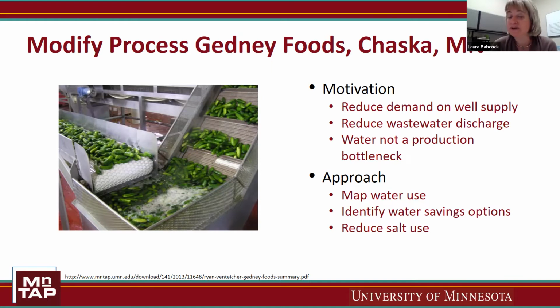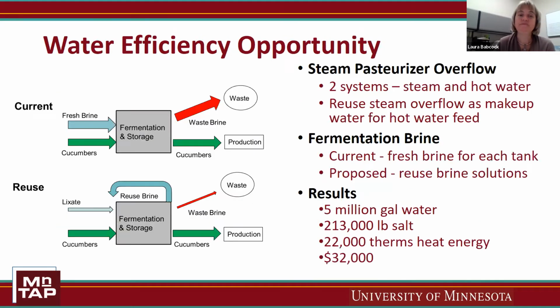So the approach was to figure out where they were using water and identify some water savings options. They were using a pasteurizer overflow system, and so with the steam and hot water, the suggestion was to reuse some of this steam as makeup water for a hot water feed. Don't just let it blow out. Capture that, bring it back to your hot water. Fermentation brine, they were using fresh brine for every tank, and the proposal was to reuse a portion of that brine in each tank.